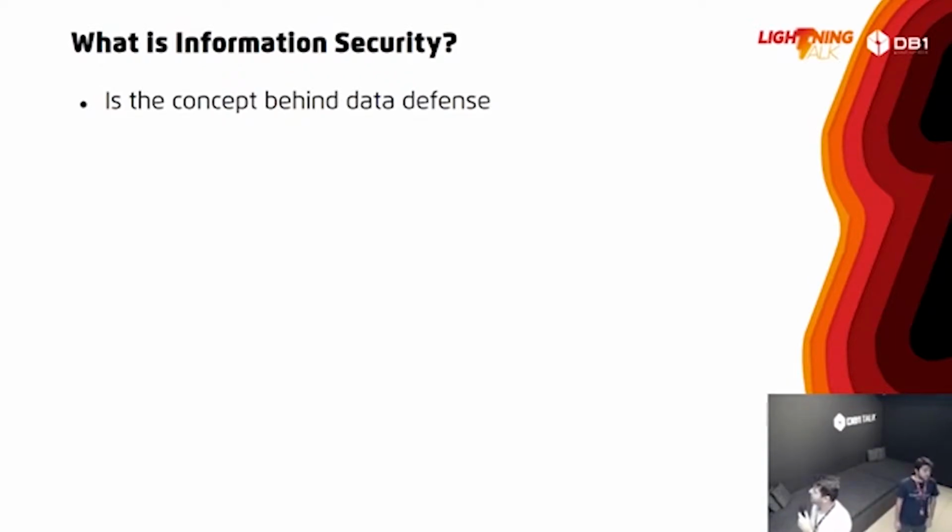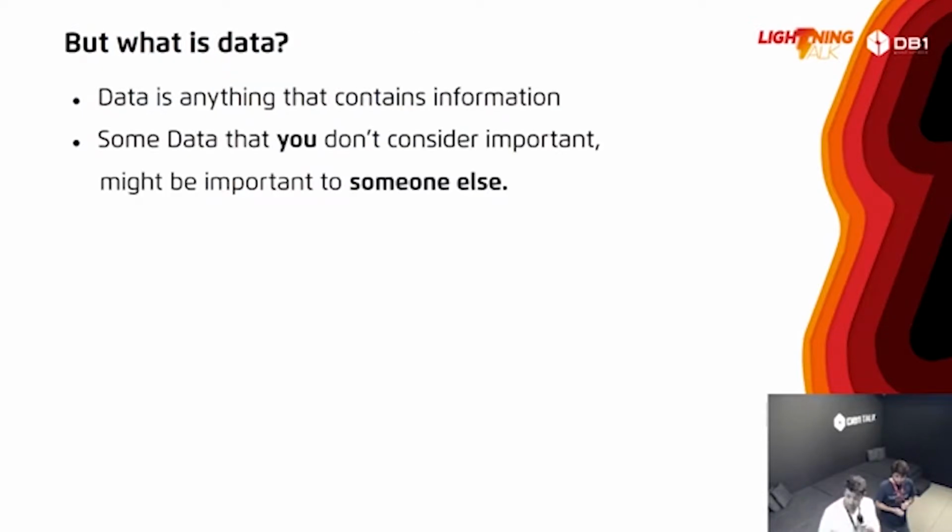It is the concept behind data defense. But do you guys know what data defense means? Data is anything that contains information, like a piece of paper that you left on the board or on the table, or just a code comment with keys or a password, because some data that you don't consider important might be important to someone else. So be careful with your data, with your password, with your information, because that's particular, that's private, you know.